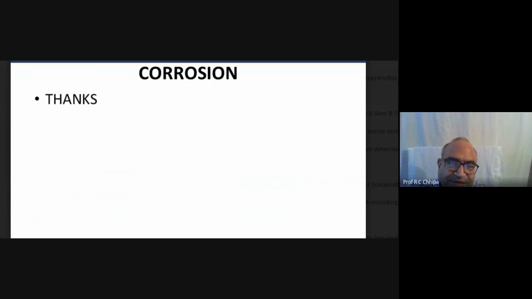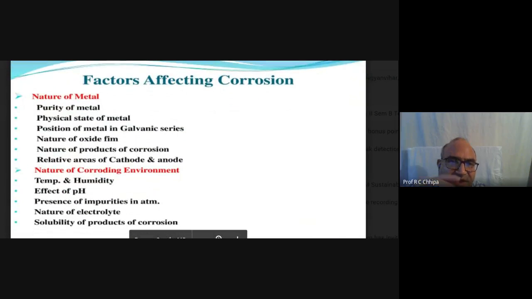Very significance of the corrosion. However, we can also give some factors affecting the corrosion: whatever the purity, whatever the physical state. I have earlier discussed the position of metal in the galvanic series. Important is the nature of the oxide film. So if suppose we have the silicon oxide around the silicon chips, so that is the nature.